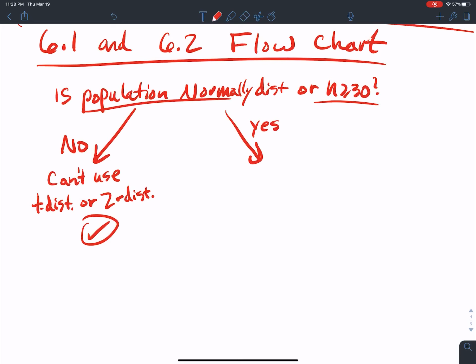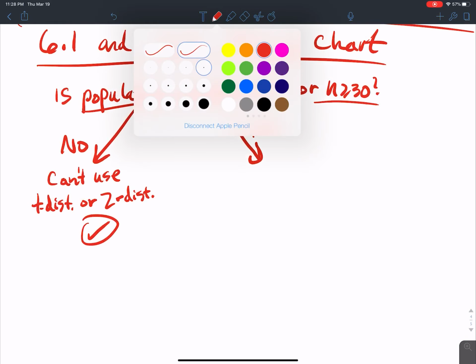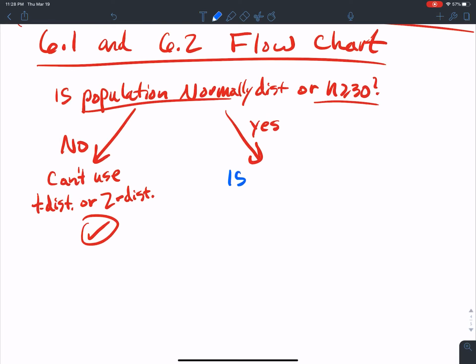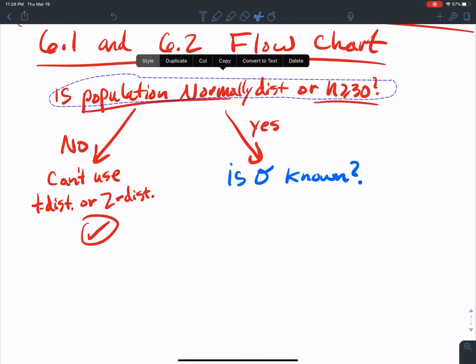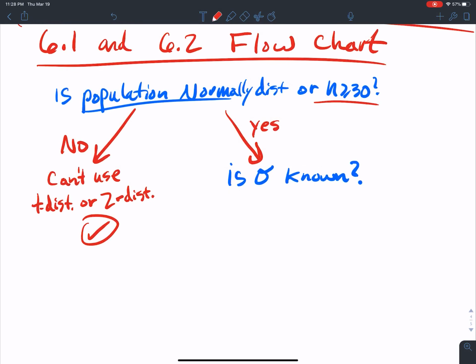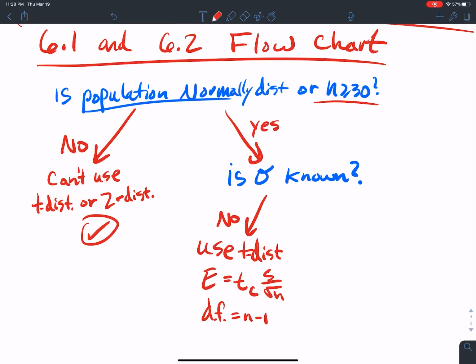Now, the next question you have to ask yourself is, is sigma known? That's the next question to ask yourself, okay? So do we know what sigma is? And if your answer is no, then we're in the section we just covered. We use the t distribution, okay? We use the t distribution where E is equal to t_c s over the square root of n, and my degrees of freedom is n minus 1.